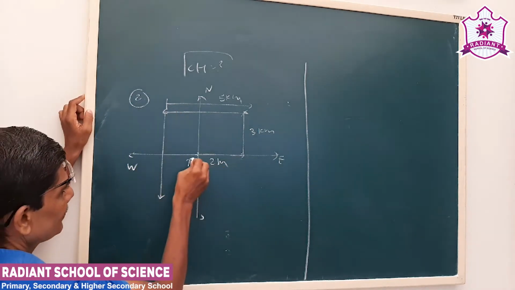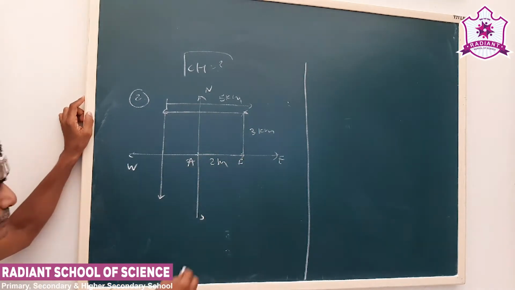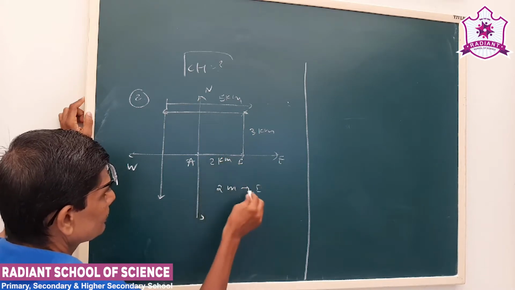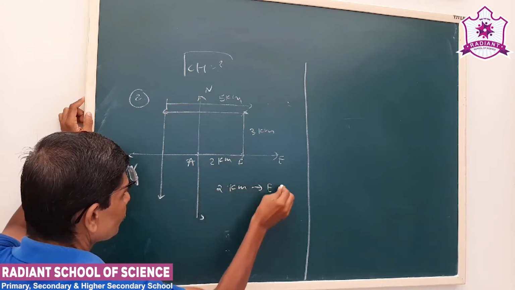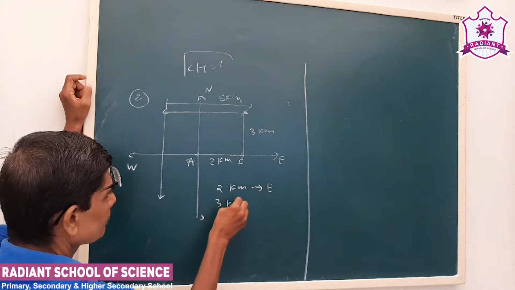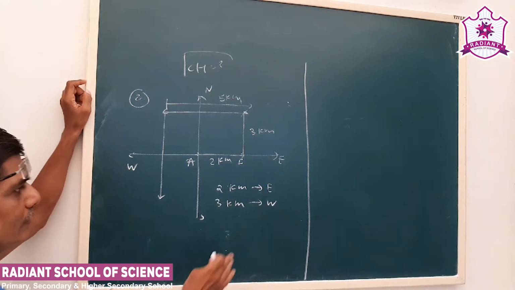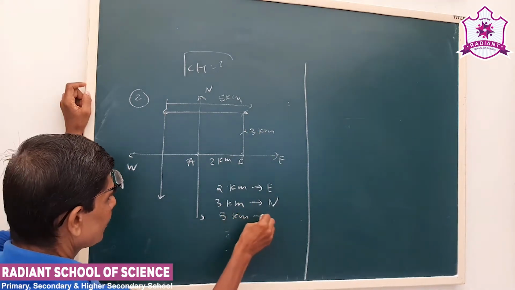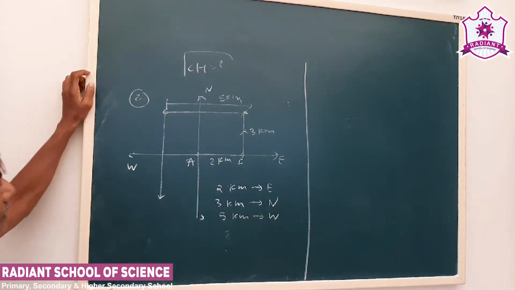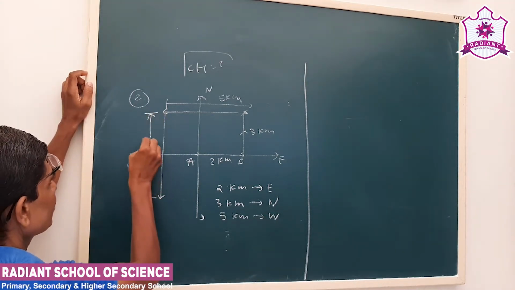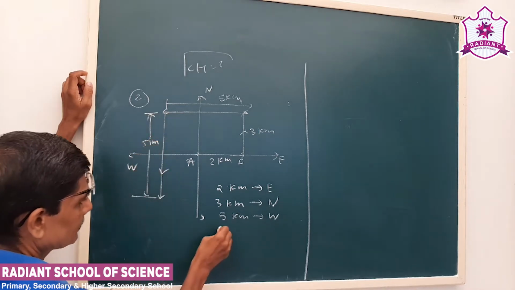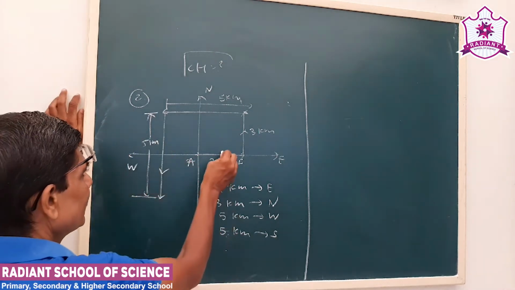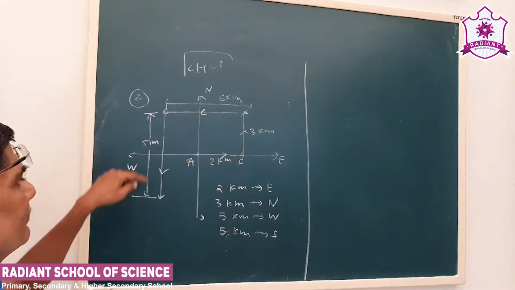Now let us say A is the starting point, AB is in the eastward direction, let us say 2 kilometers here. Then 3 kilometers in the north direction, this is north. Then 5 kilometers in the west direction, and finally 5 kilometers in the south direction. First eastward, then north, then west, and finally south.